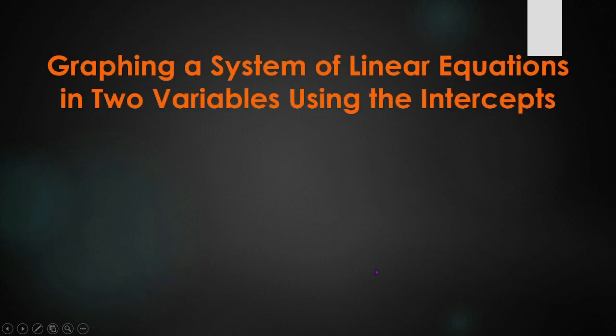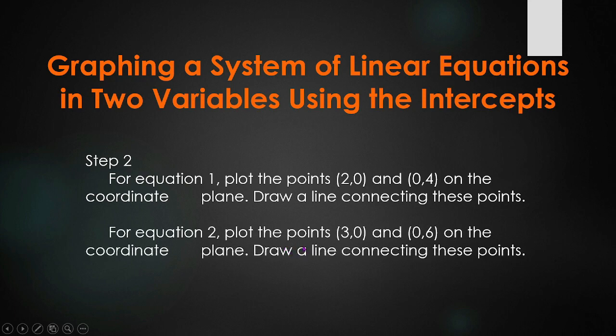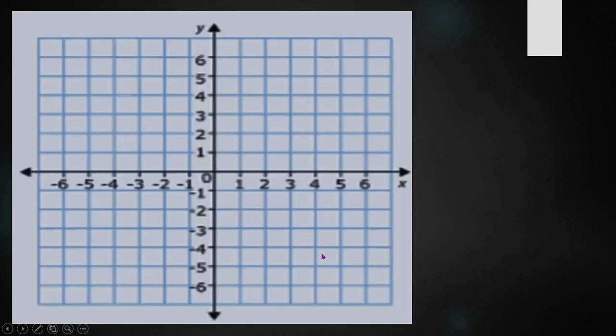Now that we have the points containing the x and y intercepts of both equations, we will proceed to the second step. For equation 1, plot the points (2, 0) and (0, 4) on the coordinate plane and draw a line connecting these points. And for equation 2, plot the points (3, 0) and (0, 6) on the coordinate plane, then draw a line connecting these points. Okay, let's do the plotting of points.